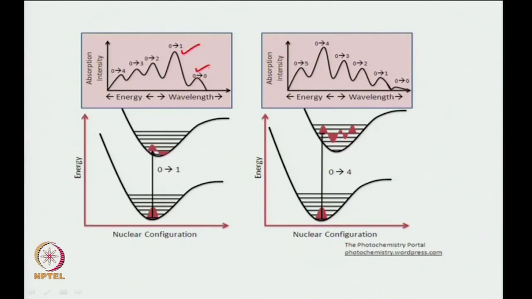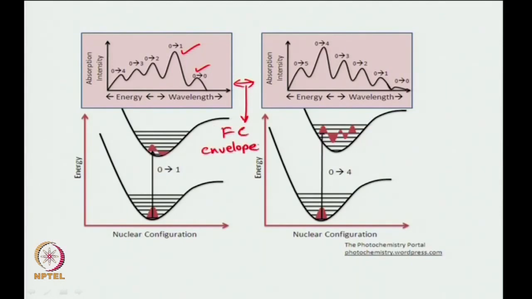But again, because you have a band, you would be looking at an envelope of transitions. So, whatever you are looking at, these two, this is referred to as a Franck Condon envelope.